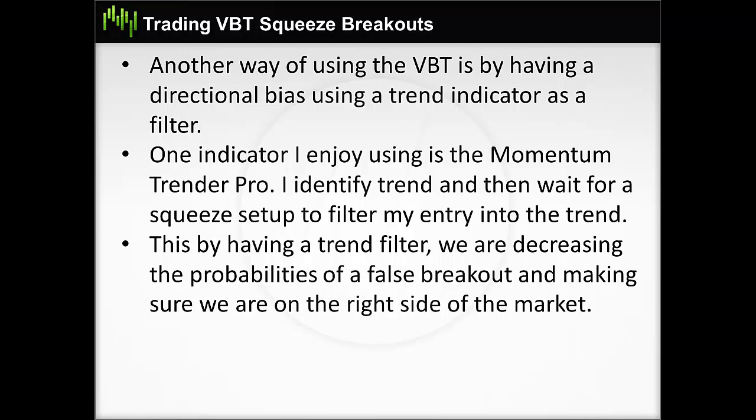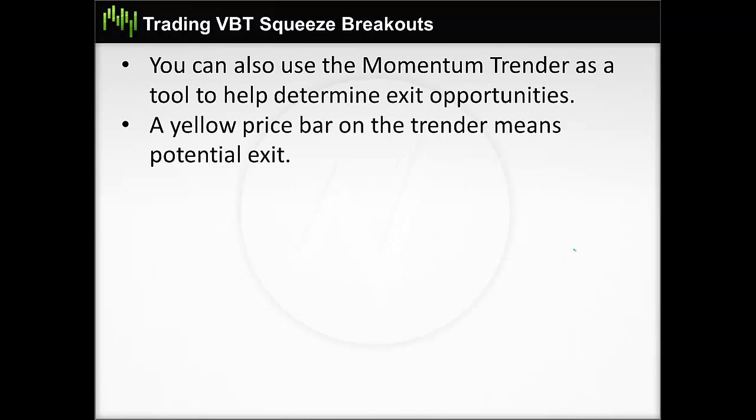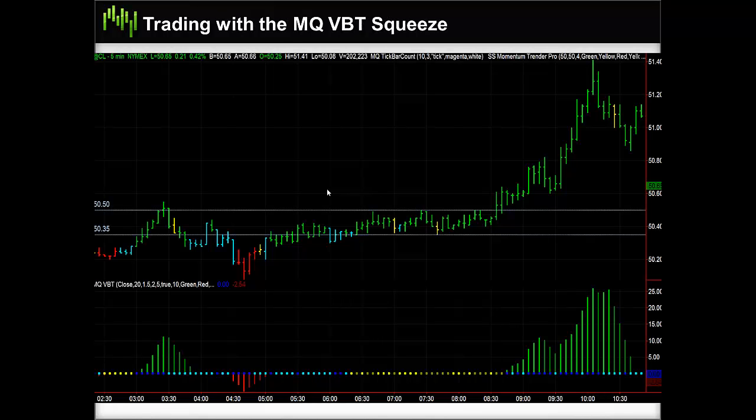By having a trend filter, we're decreasing the probabilities of a false breakout and making sure we're on the right side of the market, so we're not going against the overall direction of the market, and it's also increasing our probabilities of success. We can also use the Trender as a tool to help us determine exits. That's one of the reasons I like the Trender Pro, because we can use a yellow price bar, which is using breakout logic, to determine an exit point, or a potential exit point.